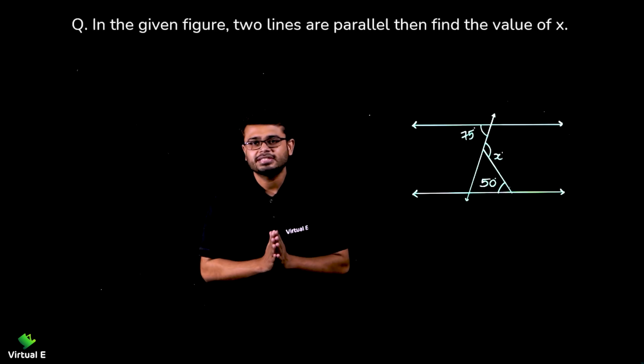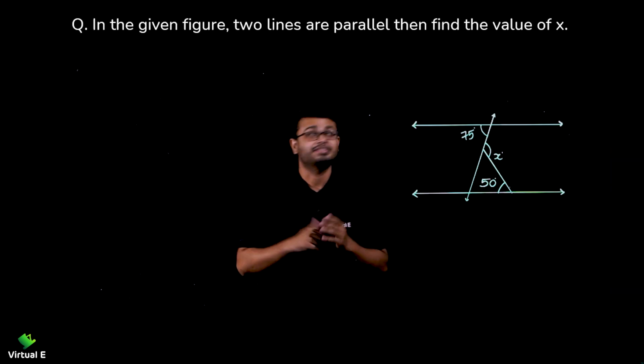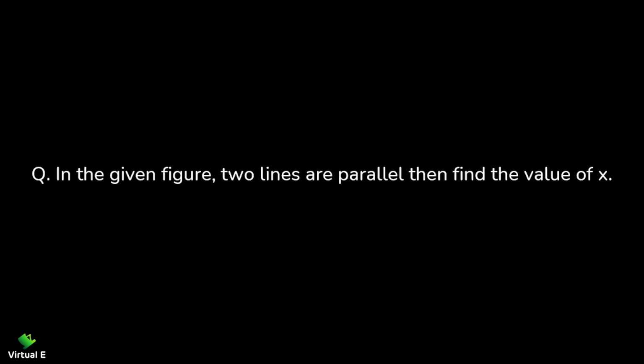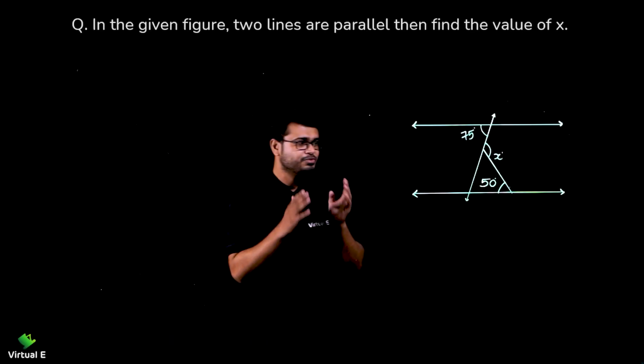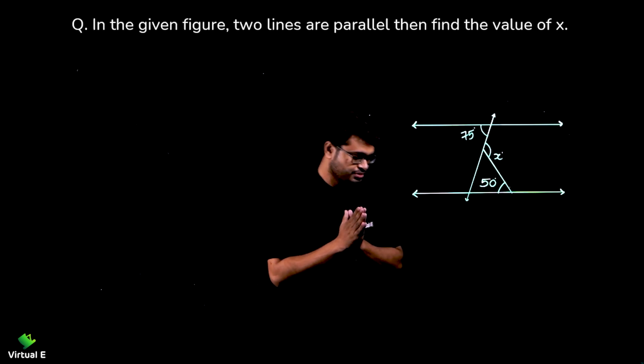Let's do one more interesting sum related to parallel lines only. Let's think 2 or 3 lines over here. In the given figure, 2 lines are parallel. Find the value of X. We are supposed to find the value of X over here. So how shall we approach?